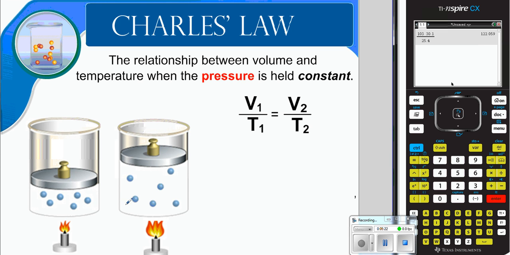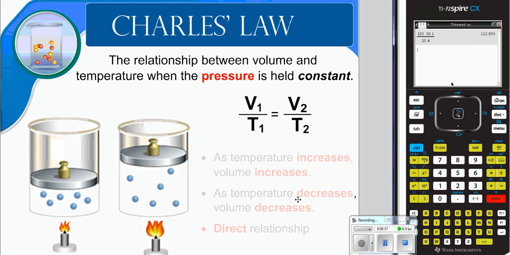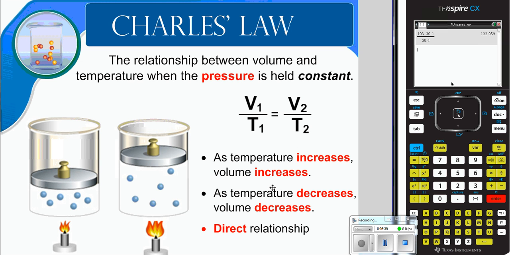So imagine our pressure does not change. What happens to our volume when you manipulate temperature? And we can expect this relationship, a direct relationship. When you increase temperature, you can expect a volume increase. So let's look at the association here. As temperature increases, volume increases. As temperature decreases, volume decreases. This is a direct relationship.